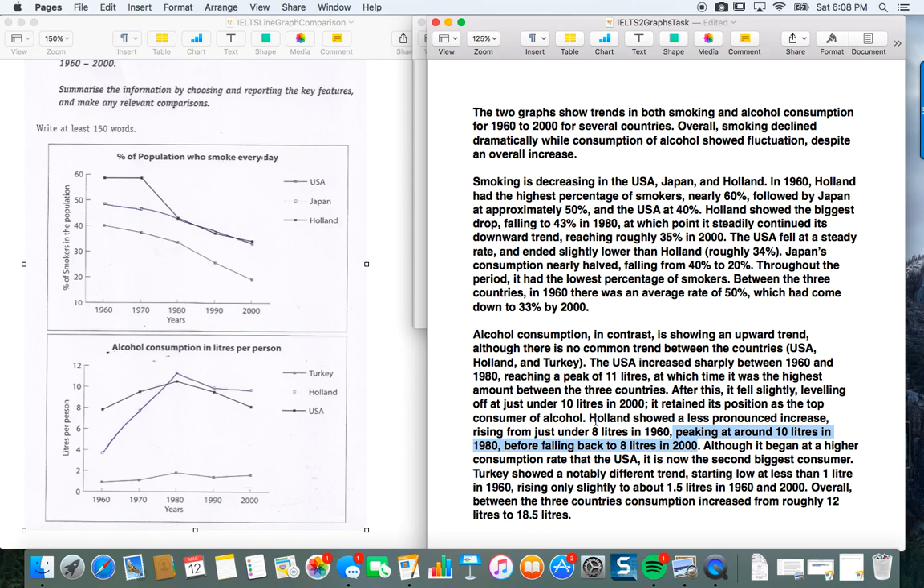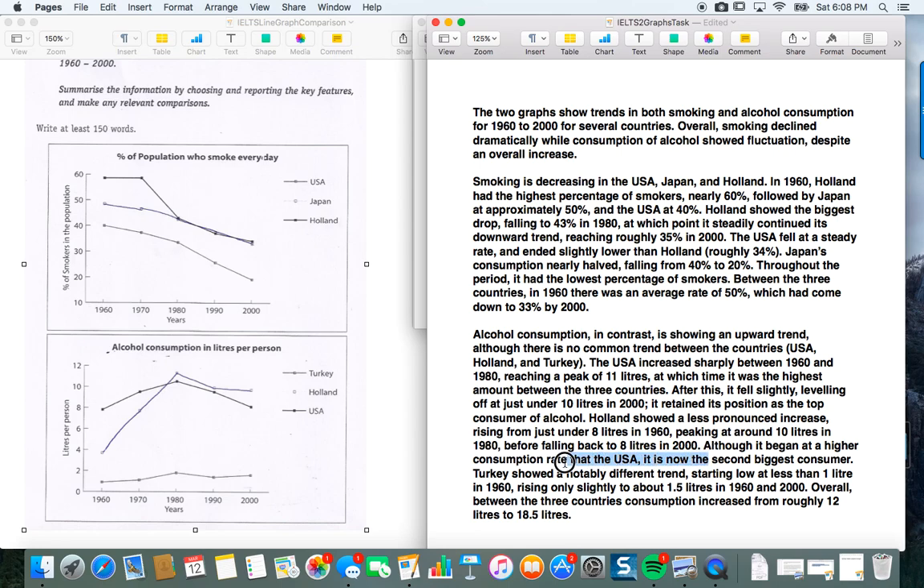Now, take a minute here and notice this is a really nice grammatical structure I've put up here. I've got multiple complex participle clauses. Holland showed a less pronounced increase, comma, rising from just under 8 liters in 1960, peaking before falling. All right, so ing, ing, before ing. So it's after that comma, you put in your 3 participle clauses. A bit complex, but again, worth practicing. And it works really nice here because it's just very quick.